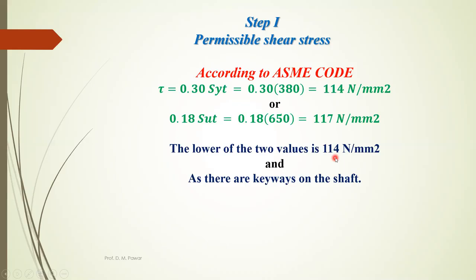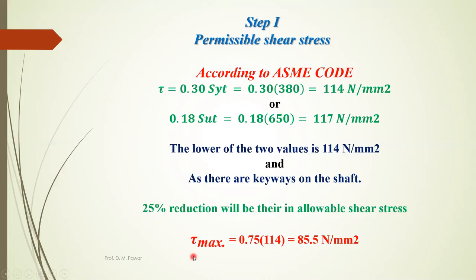As there is a keyway present, we have to reduce the allowable shear stress by 25%. There will be a 25% reduction in the allowable shear stress. So ultimately, the final allowable shear stress or tau max value is 0.75 times the smaller value 114. So according to ASME code, the allowable shear stress value is 85.5 Newton per mm square.